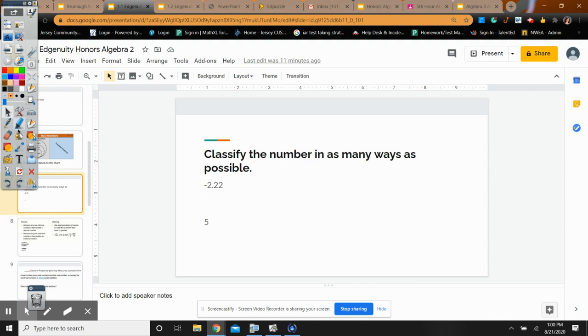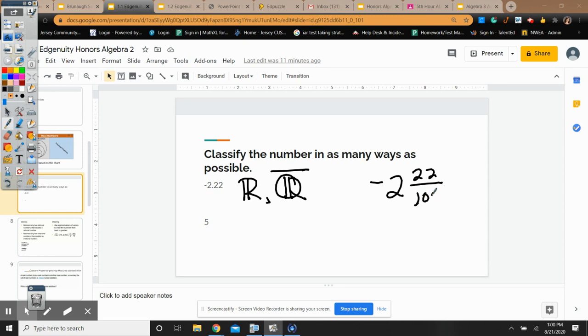Because this decimal does end, you can. So it's a real number, and it can be written as a fraction. It would be negative 2 and 22 over 100. And you could write it as an improper fraction from there.